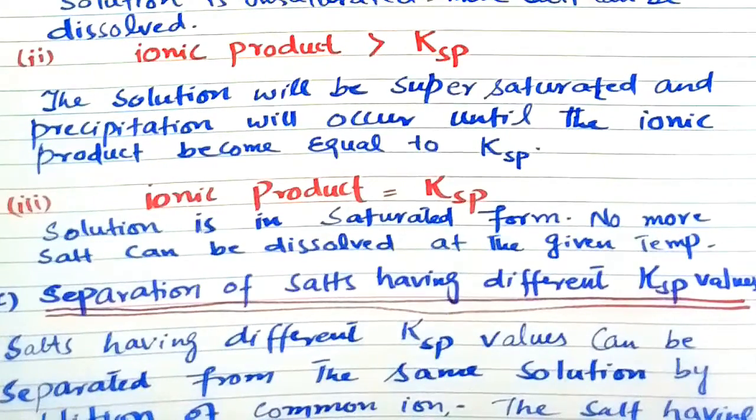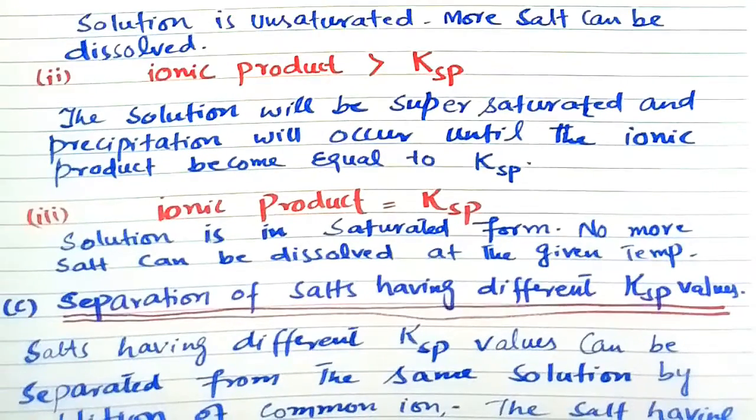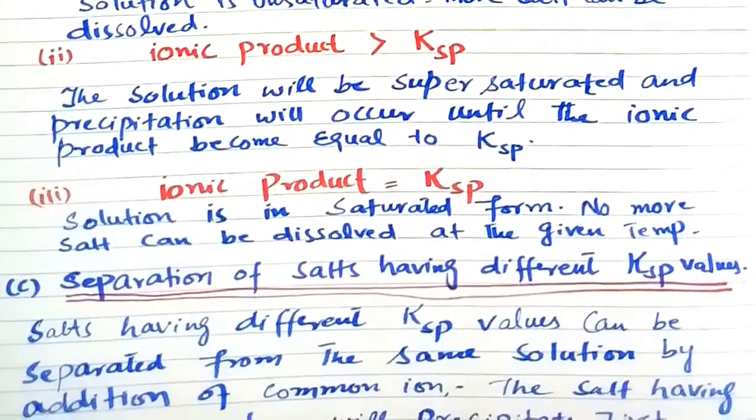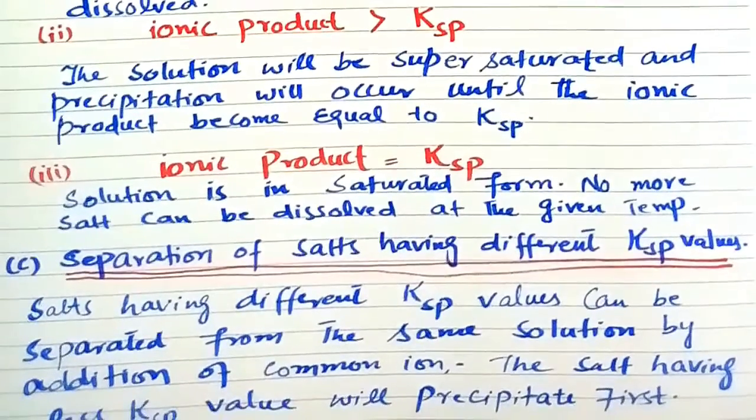Third application is separation of salts having different Ksp values. Now salts having different Ksp values can be separated from the same solution by addition of a common ion.